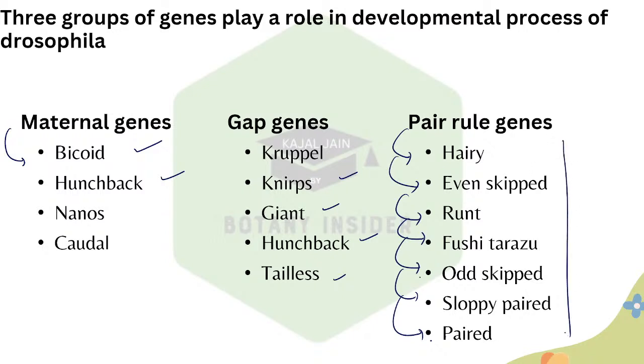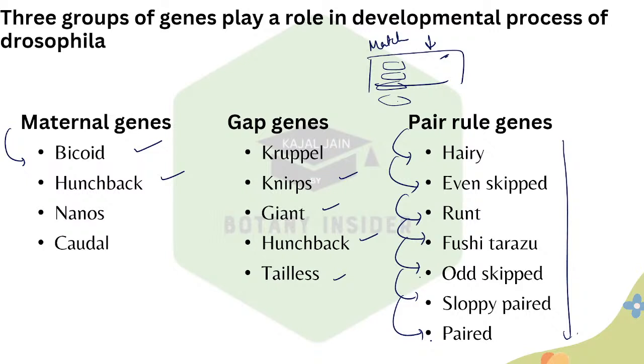You have to remember the entire naming, all the genes involved in each and every group. The reason being, in the examination, sometimes you directly get a question in match-the-following type, where on one hand you are given a number of genes, and on the other hand you are given their main groups. So keep a note of it.